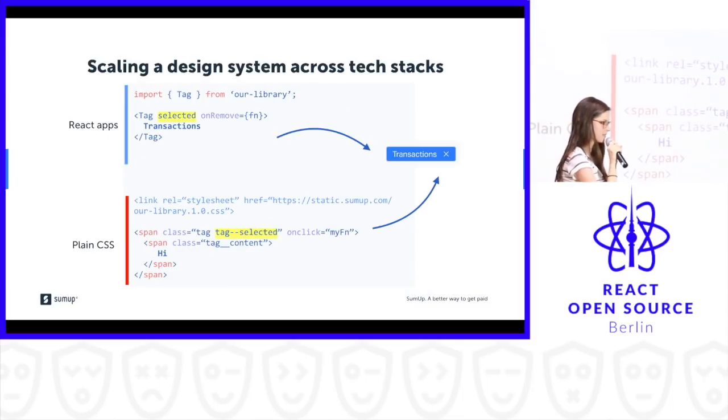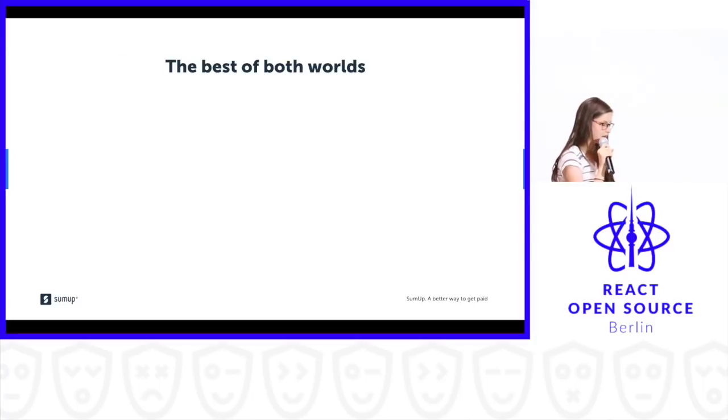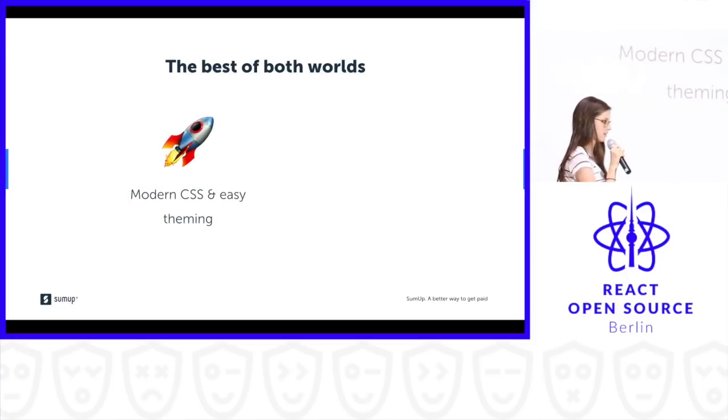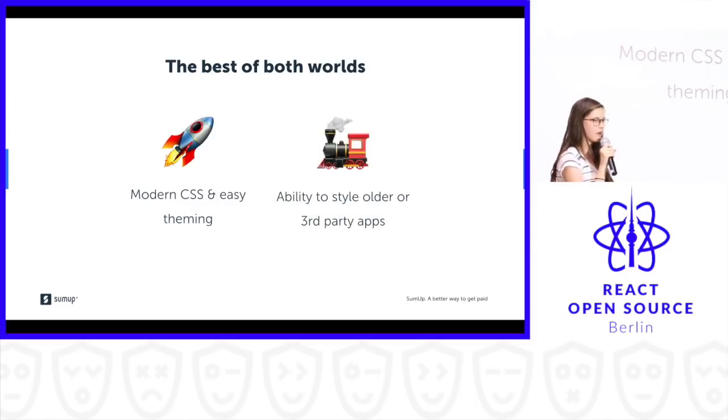So what does this mean? This means that in React apps, you can just pass in your normal prop, selected tag, but in plain CSS, you end up with quite clean CSS classes, which follow a standard and can be easily replicated. So this is like getting the best of both worlds. I have modern CSS, and it's really easy to do theming for multiple products. And I can also style older, legacy apps. I can mix and match things if I need to, and this leaves me a lot of flexibility.